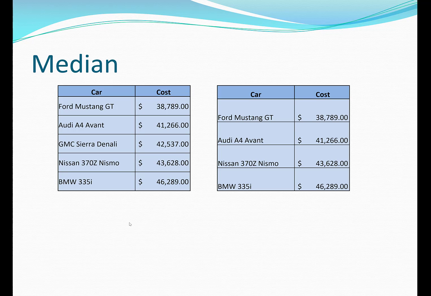Now, what do you do when you have an odd number of values? So if you look over here on the left side of your screen, you see the Ford Mustang GT, you see the Audi, you see the GMC, you see the Nissan, and you see the BMW. Now, these are 5 vehicles. So the question is, what do you do?